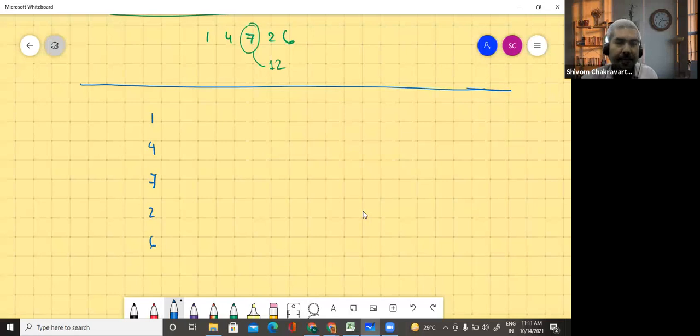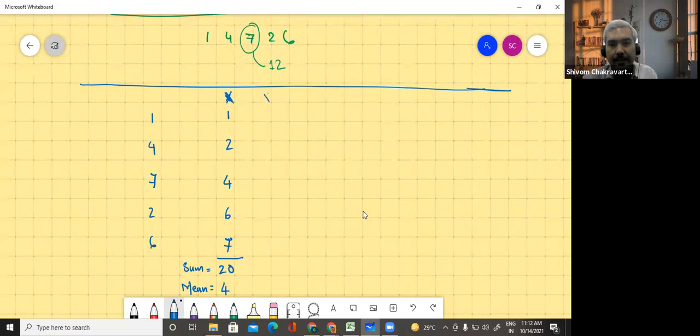1, 2, 7, 6. It makes sense to arrange it in ascending order. So we arrange it in ascending order. Now we can take out the total sum: 1, 2, 4, 6, 7 gives 20. So the mean becomes 20/5. There are 5 numbers. 20/5 becomes 4. So this is our x variable.